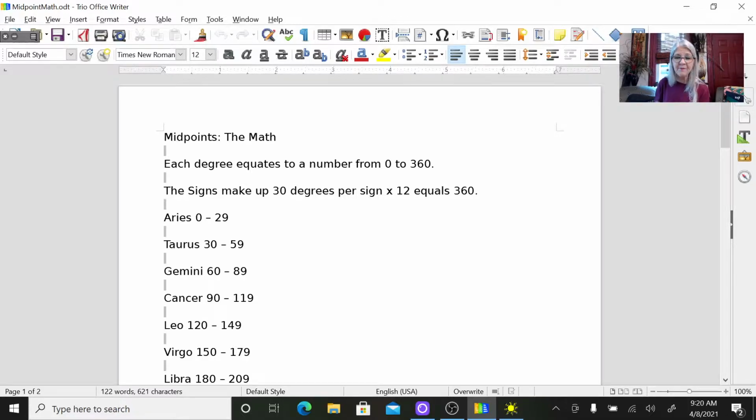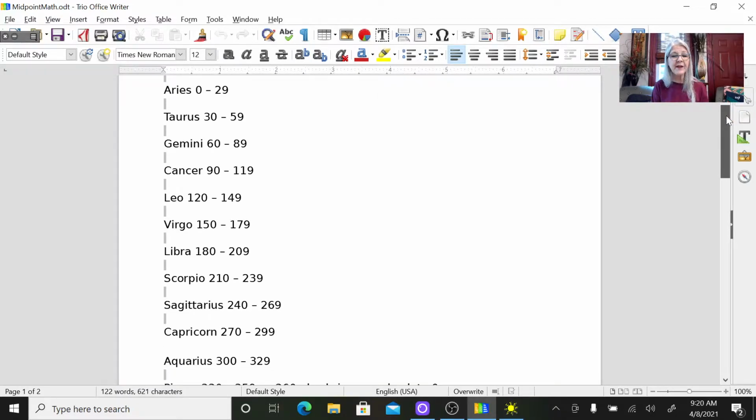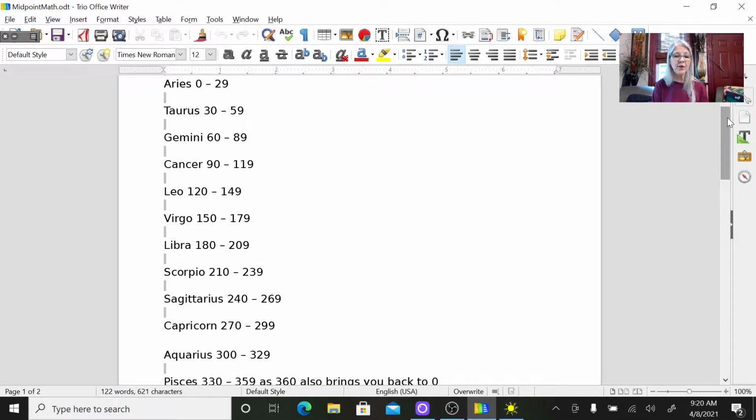The way these are broken up, and I'm going to let you see this next, is that you start with Aries and it goes all the way to Pisces, where it brings you back to 0. The first 30 degrees are Aries. At 30, it starts Taurus. At 60, it starts Gemini. At 90, it starts Cancer. So you see how that works. It's really important to know what number starts the next sign, because we're going to be using that for our math. But this is how you find the numbers for everything, and we're using 360 here.